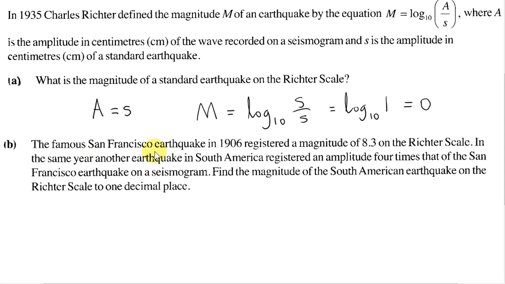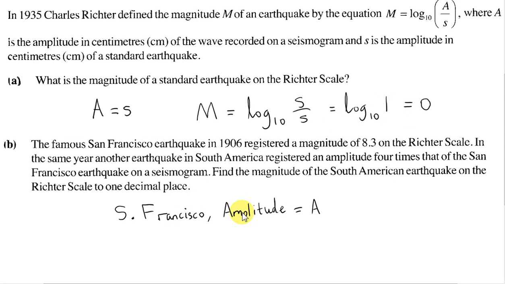The famous San Francisco earthquake in 1906 registered a magnitude of 8.3 on the Richter scale. In the same year, another earthquake in South America registered an amplitude 4 times that of the San Francisco earthquake on a seismogram. Find the magnitude of the South American earthquake on the Richter scale to 1 decimal place.